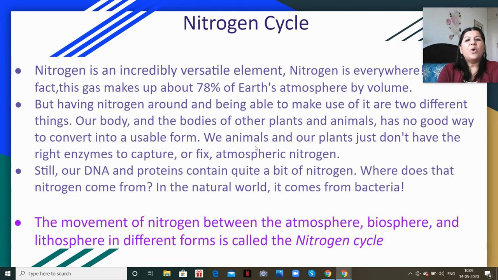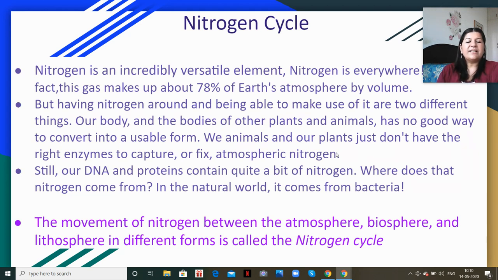That is the question. We animals and our plants just don't have the right enzymes to capture and fix atmospheric nitrogen. Still, our DNA and protein contain quite a bit of nitrogen. If you see the human body, it has a lot of nitrogen. Where does that nitrogen come from? That is the question. In the natural world, it comes from bacteria. So bacteria fix nitrogen for us. That is why certain bacteria which stay in the soil are really important for us.